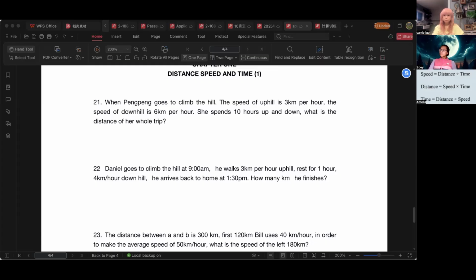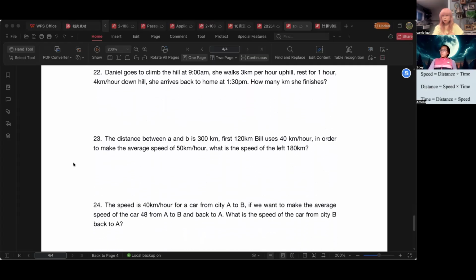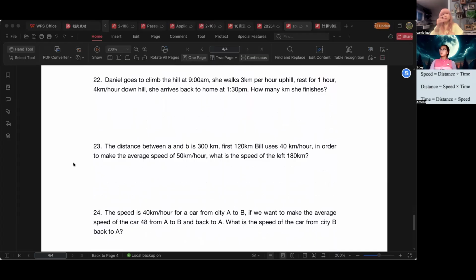Finished? Yeah. You understand? Okay. So for these two questions, we're using the portion, the ratio method, right? Correct, Zoe and Amelia? Okay, so we don't really have to calculate exactly what they are. But you need to know that when the speed is different and the distance is the same, the ratio of the speed is exactly the reverse of the time ratio.